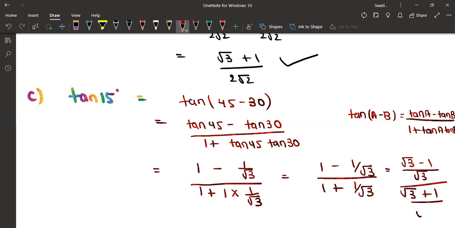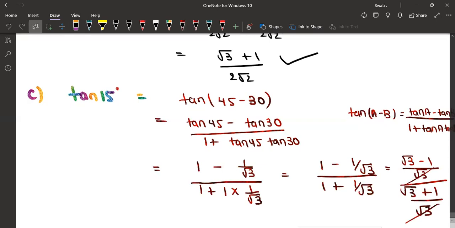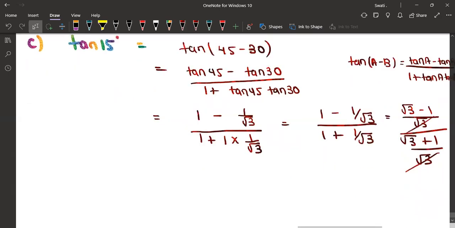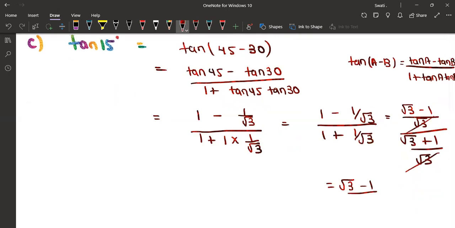Of course, this root 3 will get cancelled. So what is the final answer we are getting? The final answer that we are getting here is root 3 minus 1 upon root 3 plus 1. And that's the answer. All right, we are done with the third one. Let's move to the fourth one.